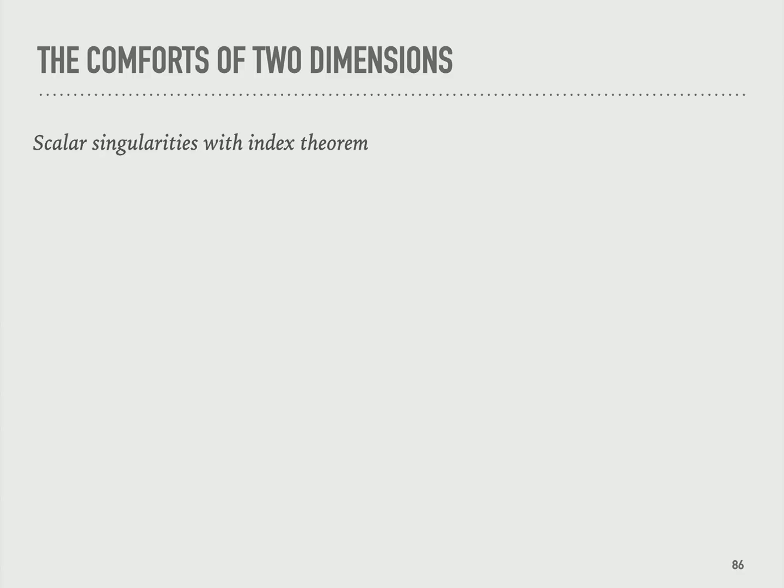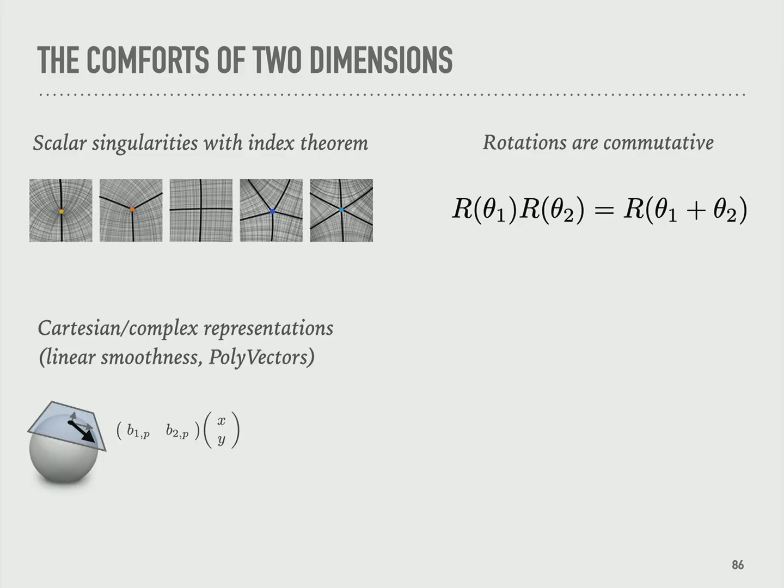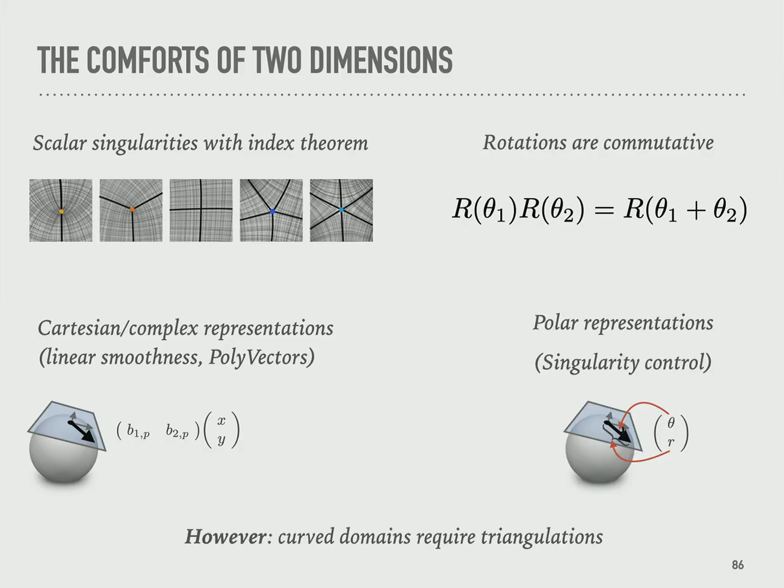So in 2D, singularities are very nice points, +1 and so forth, okay, that look like that. That's because rotations are commutative, okay? You get a minus rotation, you get a plus rotation, they're cancelable with each other, so the index theorem is very nicely put, literally just because the connection is symmetric. Like when you go to one point and then the other, you come to the same place. Okay, and then you get all those nice complex representations that you can just multiply and so forth, and polar representation with singularity control. Okay? However, you need triangulations to do that.